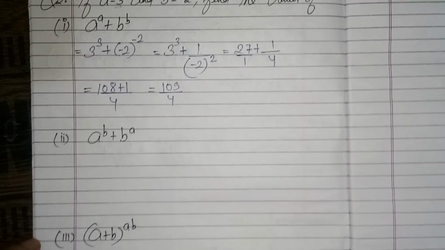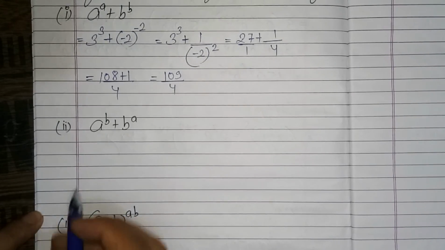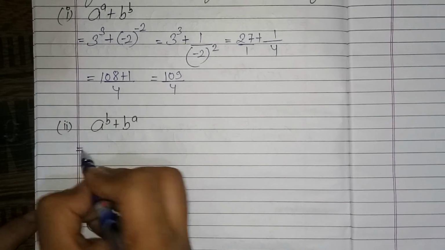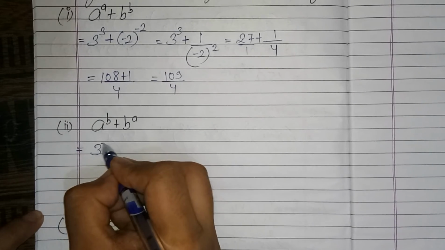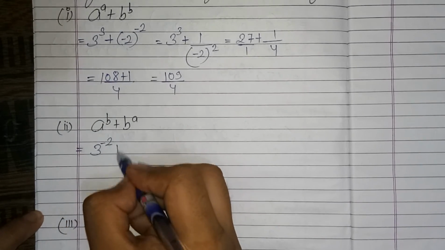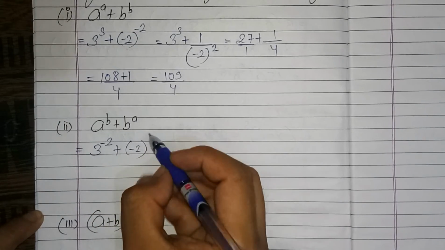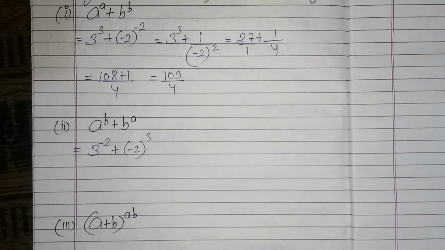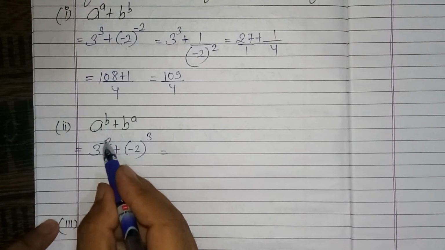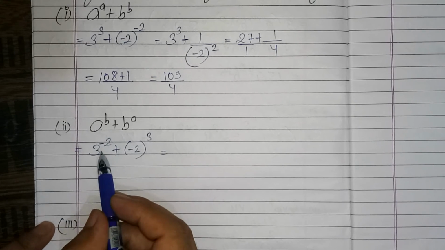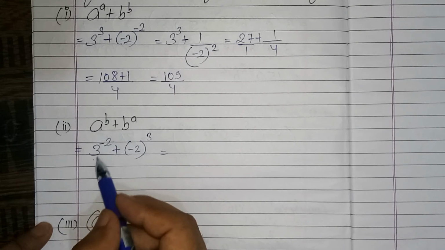Similarly, you can do the second part, which says a raised to power b plus b raised to power a. In such type of question, again we have to first put the value, where a is 3 and b is minus 2. This is plus b, which is minus 2, and a is 3, right? Since the power of this term is negative, that means I have to take the reciprocal of this one.